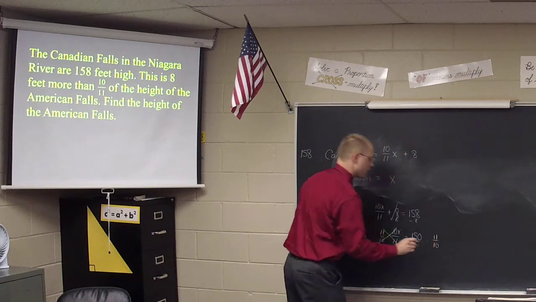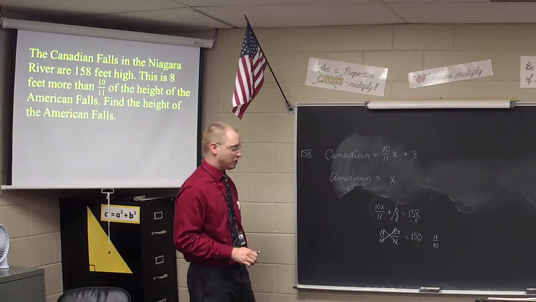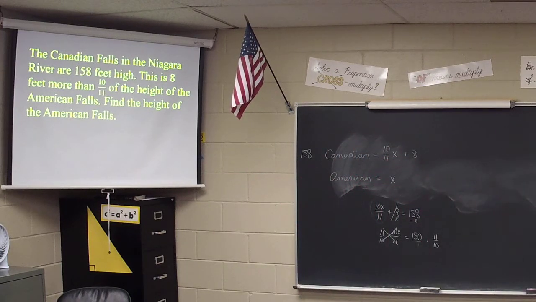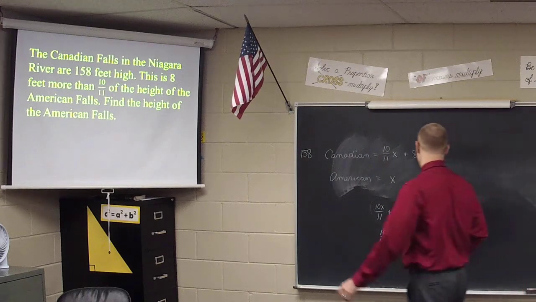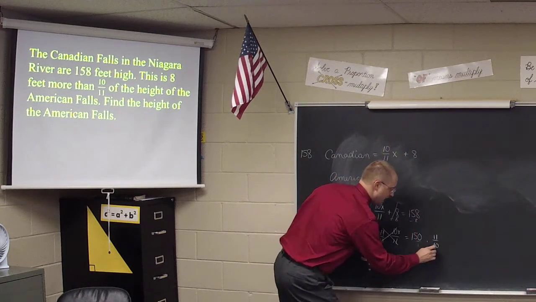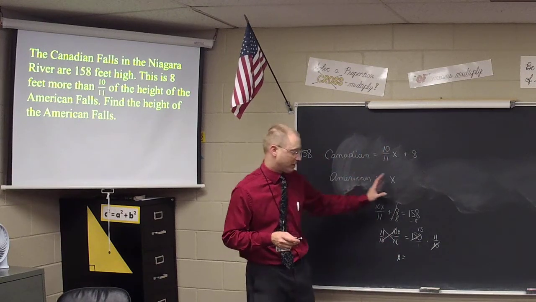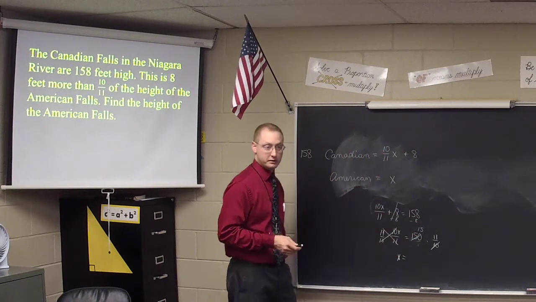thoughts on how this suddenly became a whole lot easier than it looked initially? What can we do? Cancel the 150 and a 10. Yeah, I can cancel the 10 with the 150 to get 15. And so instead of multiplying everything by 11, I just multiply 15 by 11.